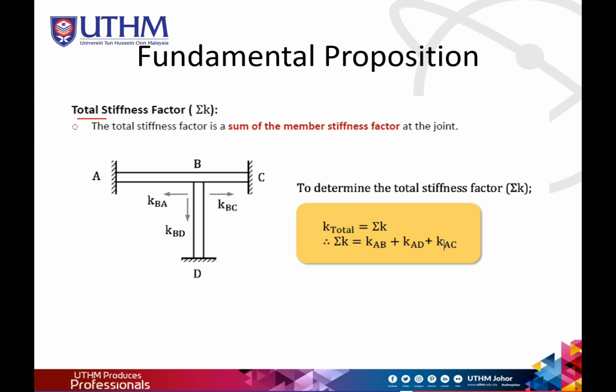Basically, total K is related to K. If you look here, if the frame is like this and you want to find the total stiffness factor for joint B, we will have 3K, because it involves BA, BC, and BD. So the total K will be the summation of all these K.